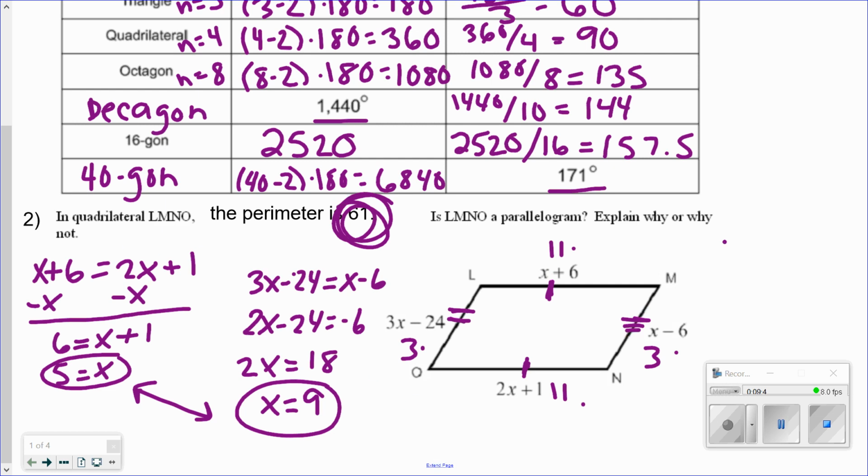So I'm going to say no. This is not a parallelogram. Why? Well, one, our side lengths, the x values, are not the same, meaning that the opposite sides are not congruent. And so since the opposite sides are not congruent, this would not be a parallelogram.